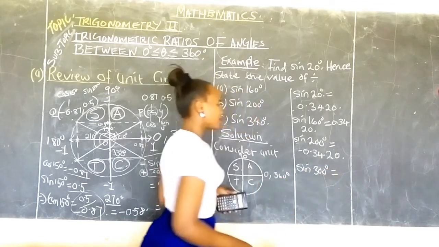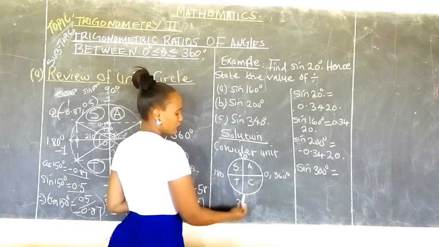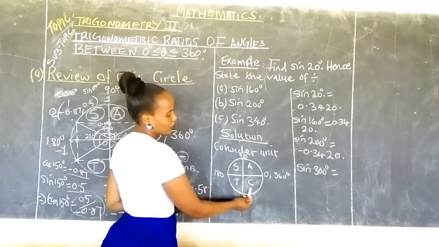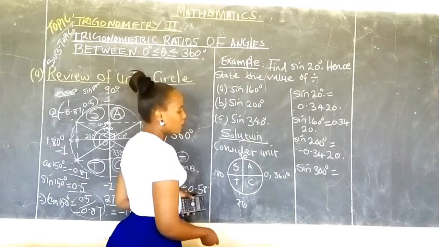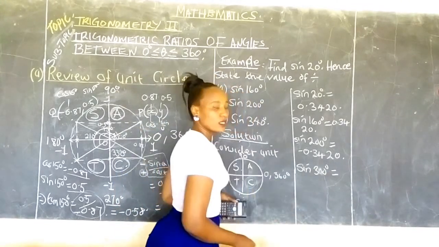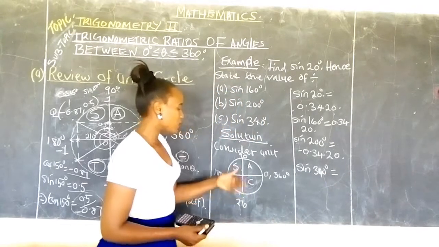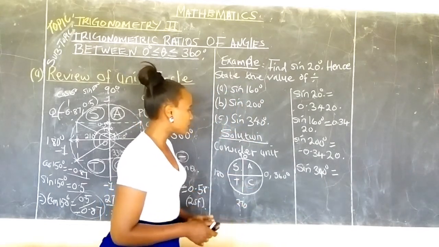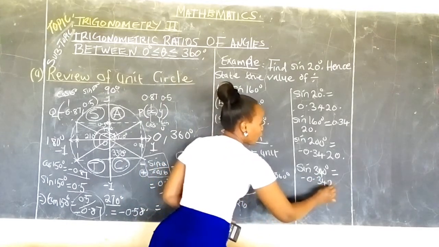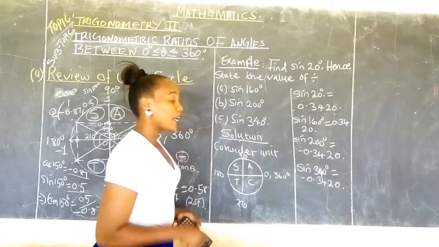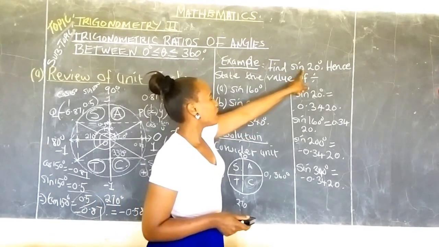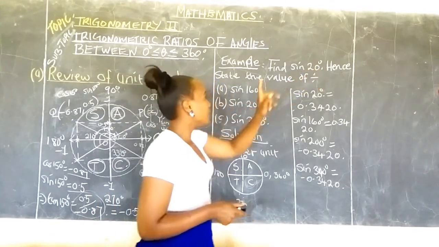How about sine 340 degrees? I said 300, sorry for that, it should be 340. It falls between angles 270 and 360, and we know at this point only cosine is positive. So it's on the fourth quadrant, and therefore we are expecting the answer to be negative also, 0.3420.